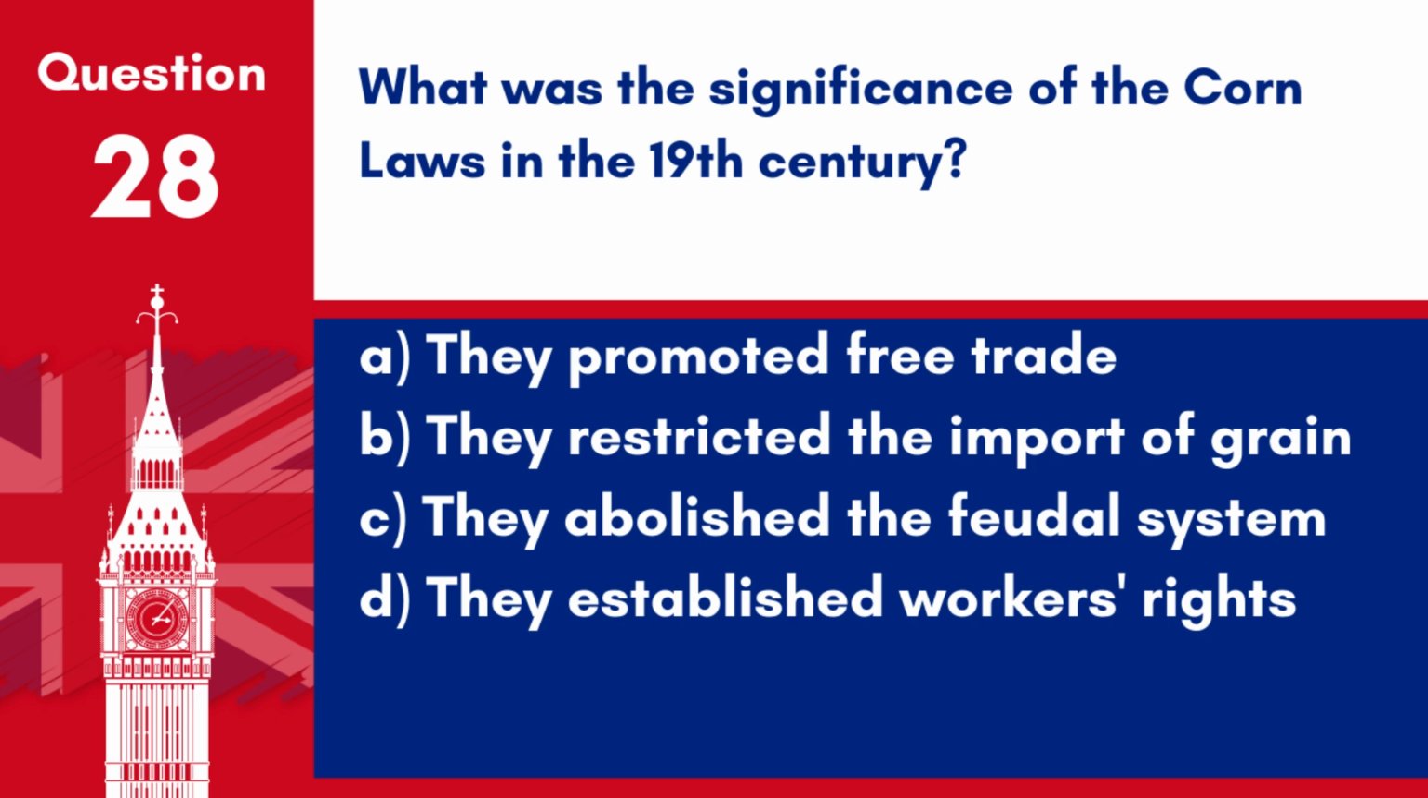A. They promoted free trade. B. They restricted the import of grain. C. They abolished the feudal system. D. They established workers' rights. Answer: B. They restricted the import of grain. The Corn Laws were significant for restricting the import of grain, leading to debates on free trade.